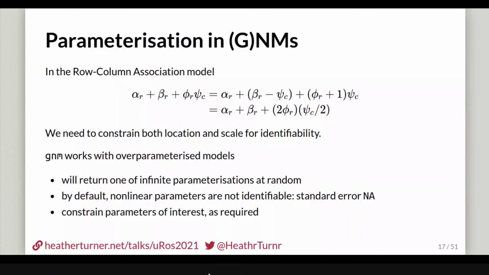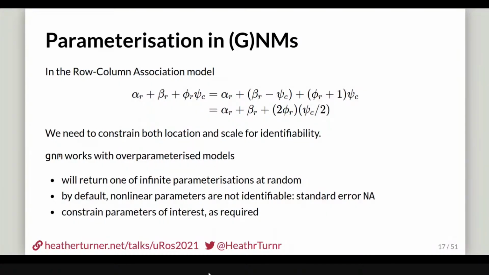So it's not a made-up result. The fitted predictor is well-defined. It's just that the parameterization is arbitrary. What this means is that by default, we'll find that the nonlinear parameters, and sometimes the linear parameters if they're dependent, will not be identifiable. And you'll see this in the result by the standard errors being NA.